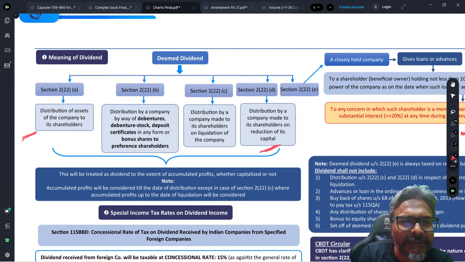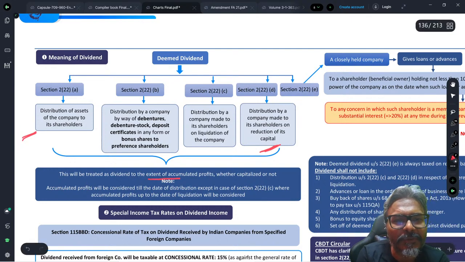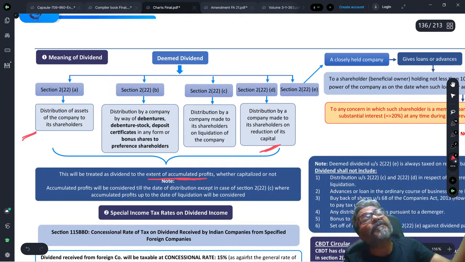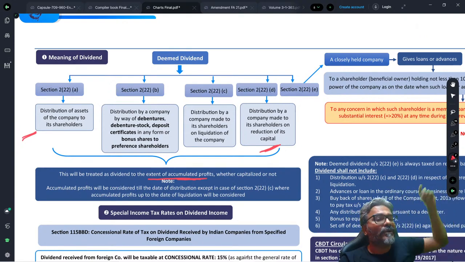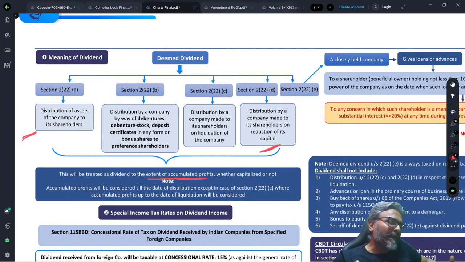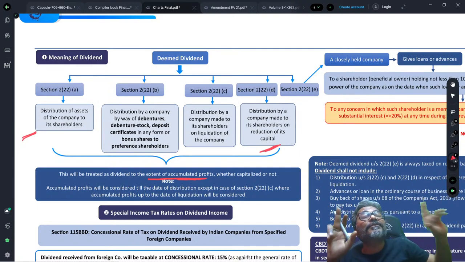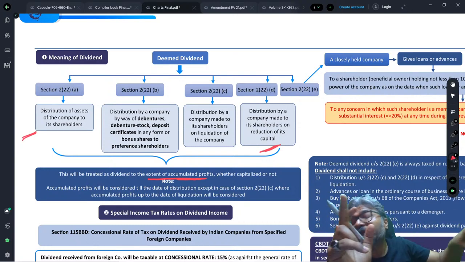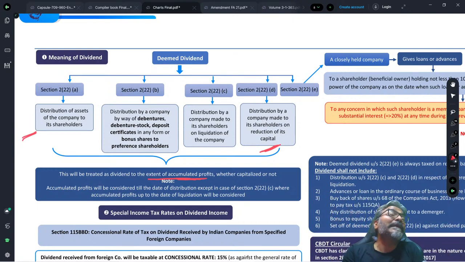Students, have a look in this context: when you talk about 2(22)(a) to 2(22)(d) dividend, it becomes very clear that the amount distributed is restricted to the extent of the accumulated profits of the company, whether it is capitalized or not. The dividend distributed under 2(22)(a) to 2(22)(d) is restricted to the extent of the accumulated profit of the company, whether it is capitalized or not.